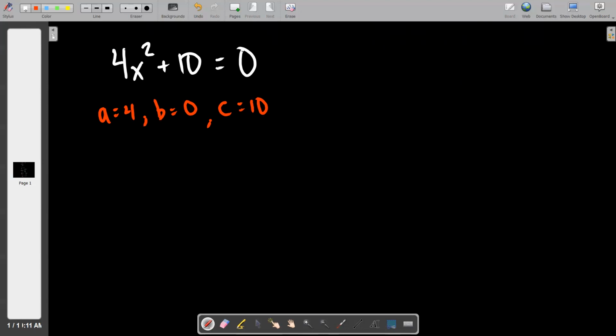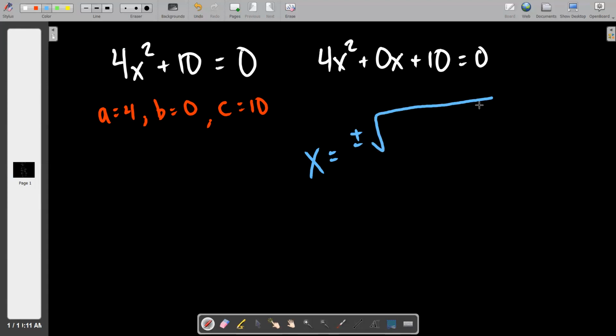I'll just write it here. This is what it would look like if we felt so inclined. So having said that, let's dive right into the quadratic formula. X equals what? Good job. Good. I'm going to stop you there.